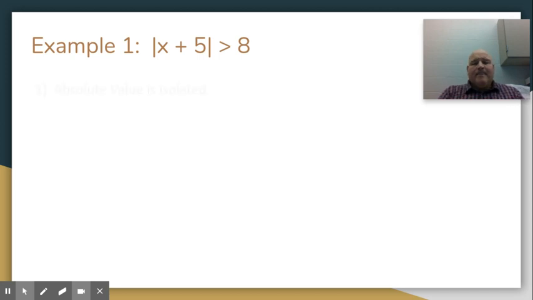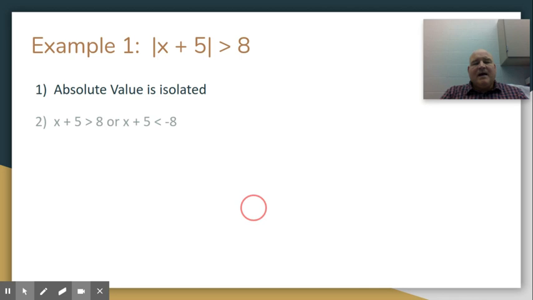Let's look at an example. The absolute value of x plus 5 is greater than 8. Number 1, the absolute value is isolated, so we don't have to do any preliminary work. It's already ready to go. Step 2, write the compound. Since it's greater than, x plus 5 is greater than 8, or x plus 5 is less than negative 8. Because this is saying that we have to be more than 8 away from 0. So that's 8 to the right, negative 8 to the left.